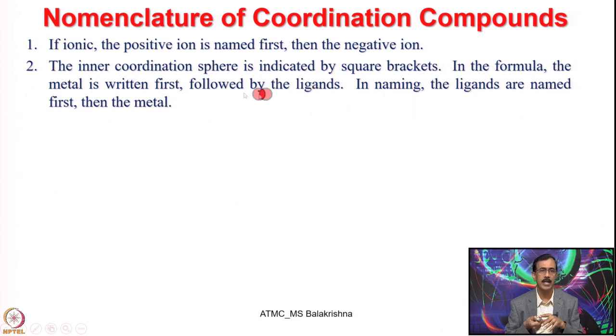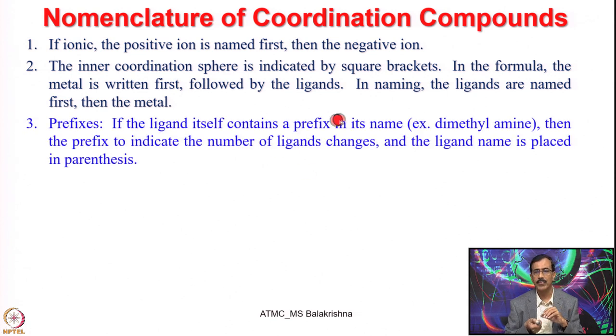In naming, the ligands are named first, in alphabetical order irrespective of the nature of the ligands, and then the metal. If the ligand itself contains a prefix in its name, say dimethylamine or triphenylphosphine, and more than one is present, then to avoid confusion we should use a different kind of prefix to indicate the number of ligands, and the ligand name is placed in parentheses.